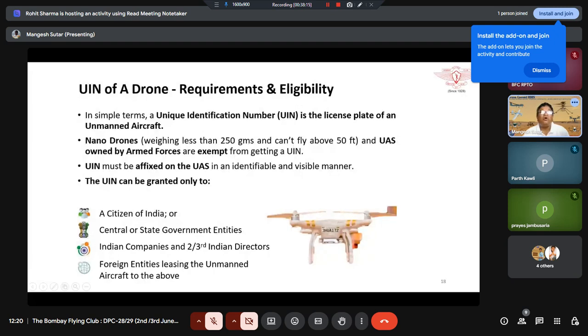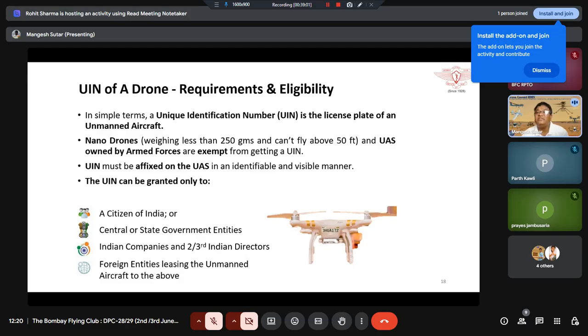The UIN must be fixed on the UAS in an identified and visible manner. Normally in a type certified drone, it has to be a fireproof metal plate on which the number is inscribed, and then you fix it on the drone. The UIN can only be granted to citizens of India, central and state government entities, and Indian companies with two-thirds Indian directors. Even companies in collaboration, like the example I gave of Adani and an Israeli company, must make sure they have two-thirds Indian directors, then only can they get UIN numbers. Also foreign entities leasing the unmanned aircraft.